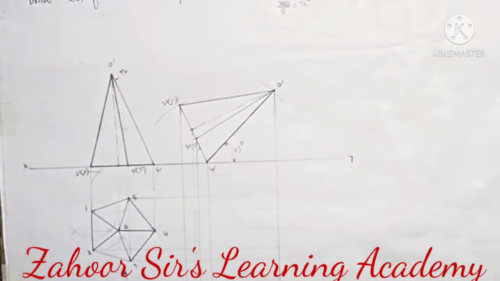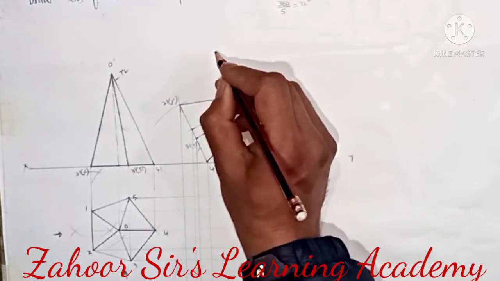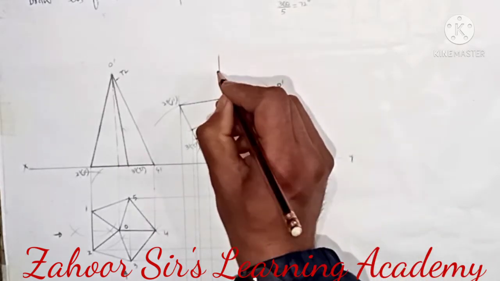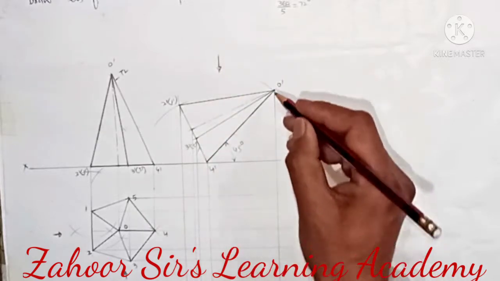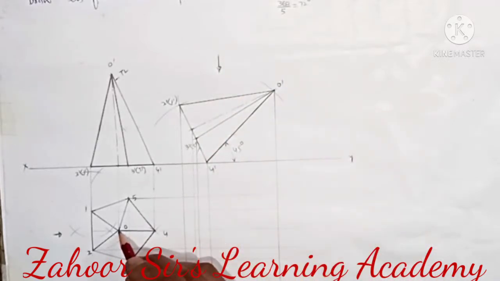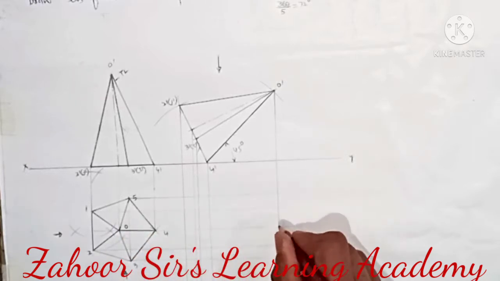So let me now join these points. We are looking at the object from this end in the top view. So how does it look? So let me now join. So this is O prime, this comes from here, so this is my O.